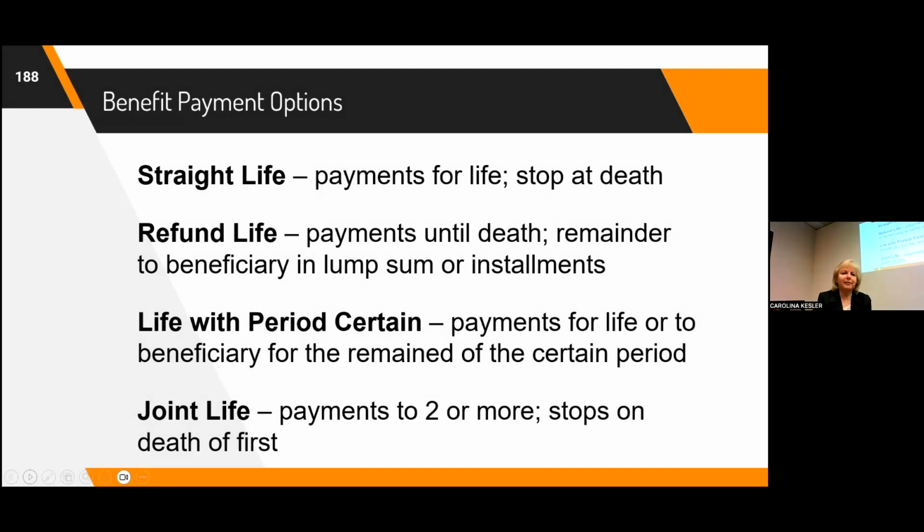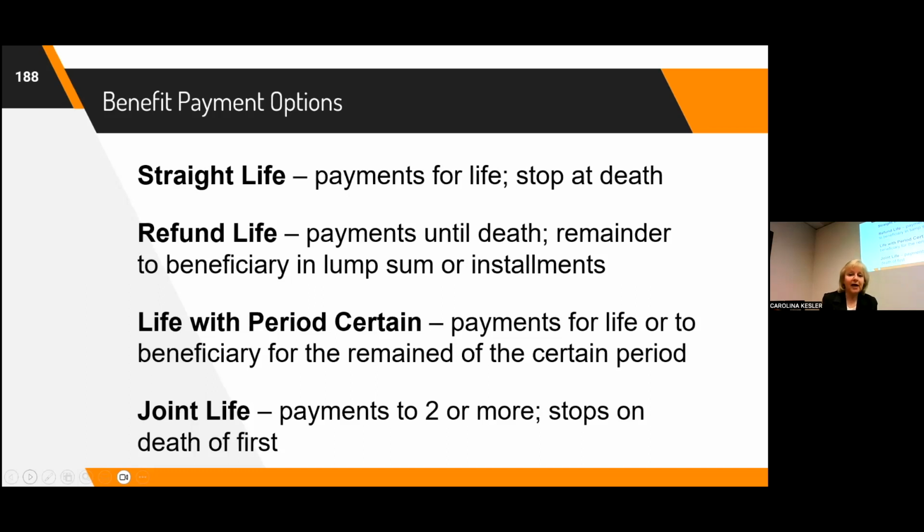Straight life benefit payments. Straight life payments for life stop at death. They don't go to any beneficiary. A refund life pays until death, and the remainder goes to the beneficiary in a lump sum or installments, whatever they choose. Life with period certain, we talked about. If they tell you the number of years, it's period certain, right?